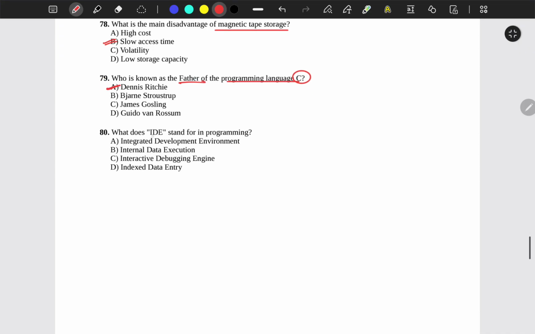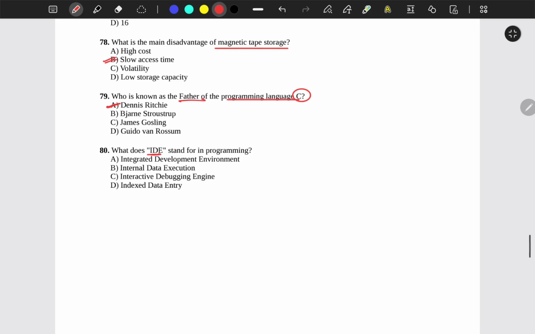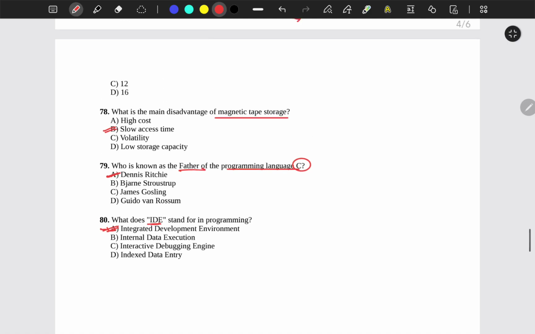The last question, okay, what does IDE stand for in programming? Integrated Development Environment, Internal Data Execution, Interactive Debugging Engine, or Indexed Data Entry. So the correct answer would be Integrated Development Environment, okay. So these were all the PYQs. It's a PYQ, so SPSC PYQs, okay.